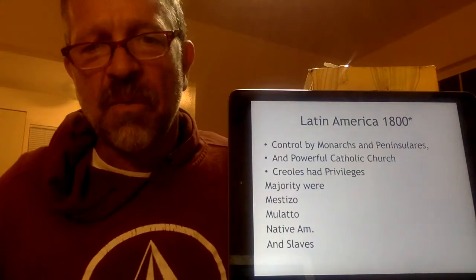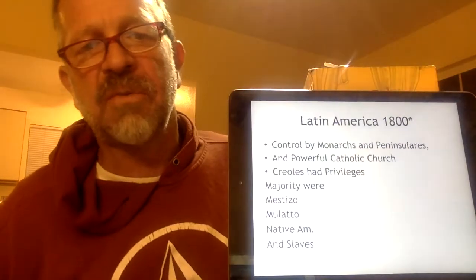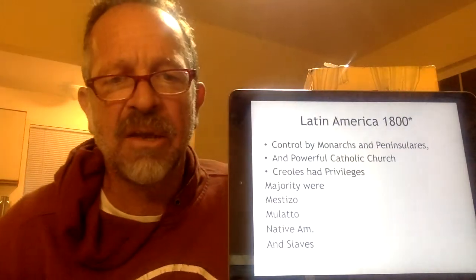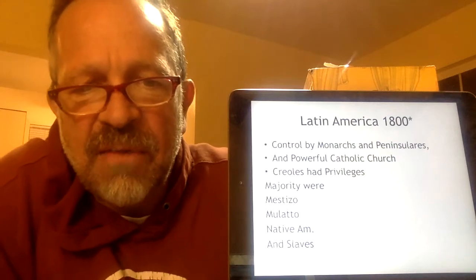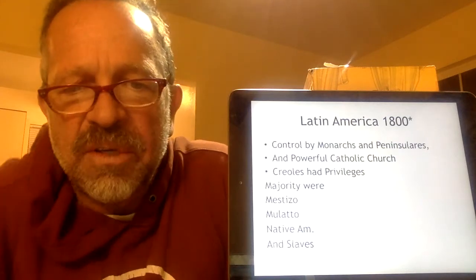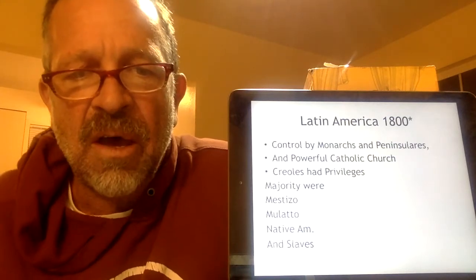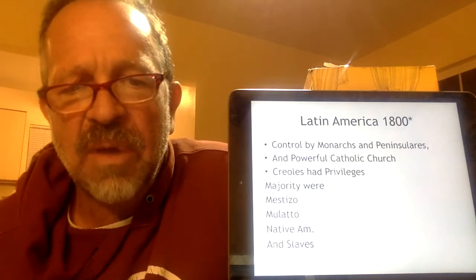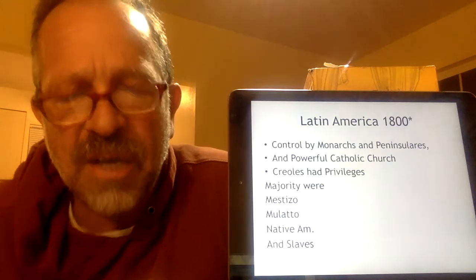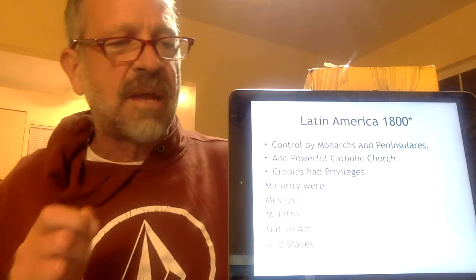And they're also going to be the ones that dominate all the Latin American revolutions. They're all going to be Creole led. They don't want to allow a slave revolution or something like that, or a Native American revolution. That would look like Haiti to them and lead to them dying. So all the successful revolutions were led by Creoles.